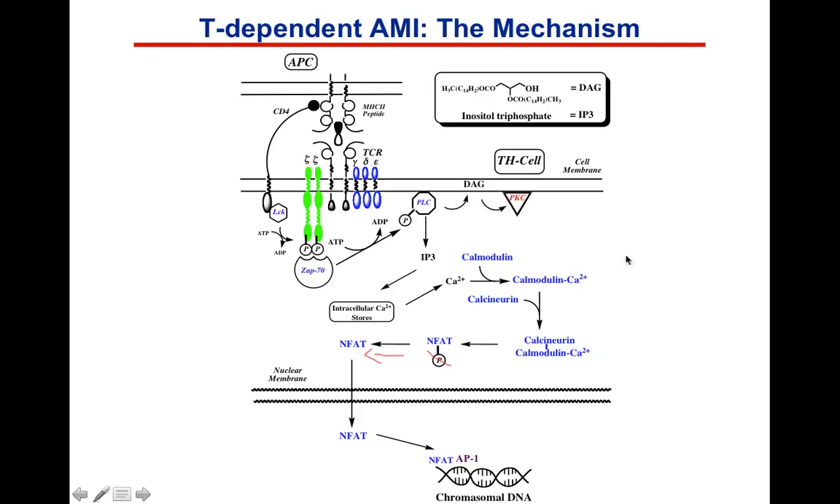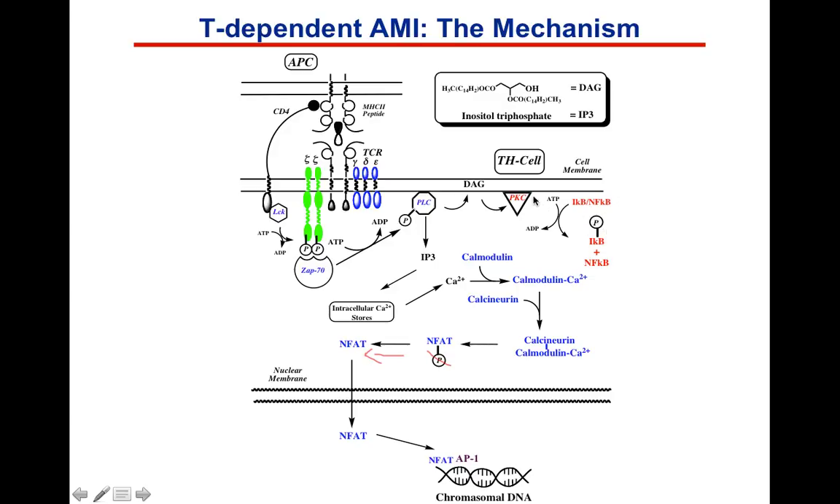Now, what happens to the DAG? So the diacylglycerol binds to protein kinase C, and when it does that, it activates protein kinase C, and protein kinase C is going to do an interesting thing. It's going to lead to phosphorylation of I-kappa B. Now, I-kappa B is an inhibitor of NF-kappa B, and so when NF-kappa B is bound to I-kappa B, it cannot get across the nuclear membrane.